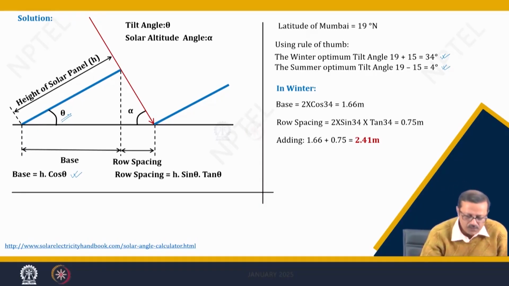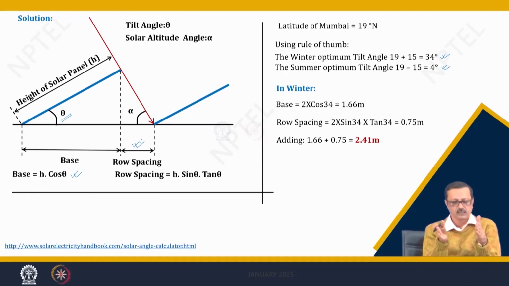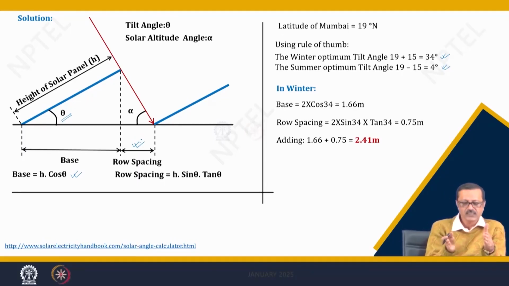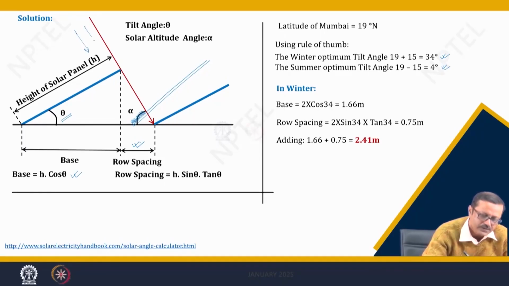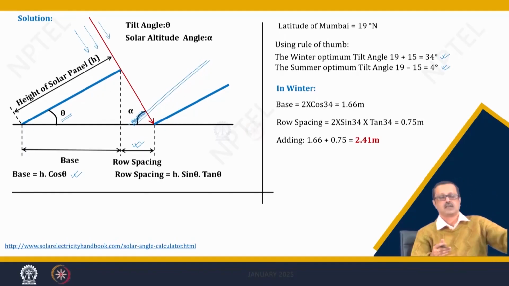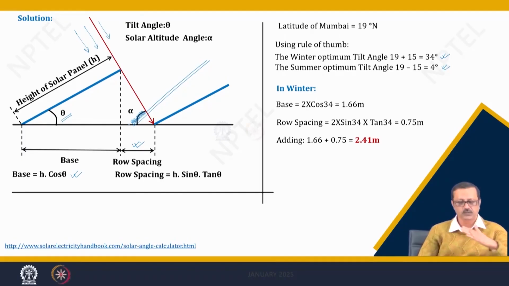Now, the next one will be provided somewhere here. This particular dimension will be your row spacing, and the row spacing will be about h sin theta into tan theta. If I start it from here, this portion will always be under shade, right? Because the sun's rays will always give me a shade from the earlier solar panel in the row.